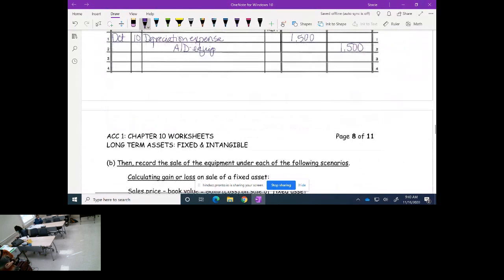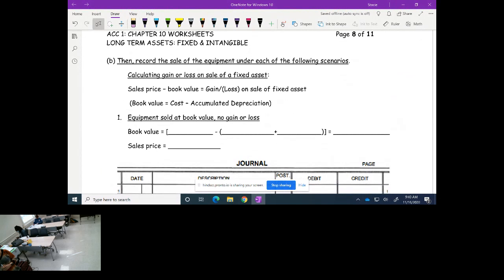All right, so calculating the gain or loss of a fixed asset. The next step is to record the sale of the equipment under each of the following scenarios. So evidently we've got a couple of different possibilities here. Your sales price minus book value is going to give you your gain or loss, depending on whether it's a positive or negative number. And remember, your book value is cost minus accumulated depreciation.